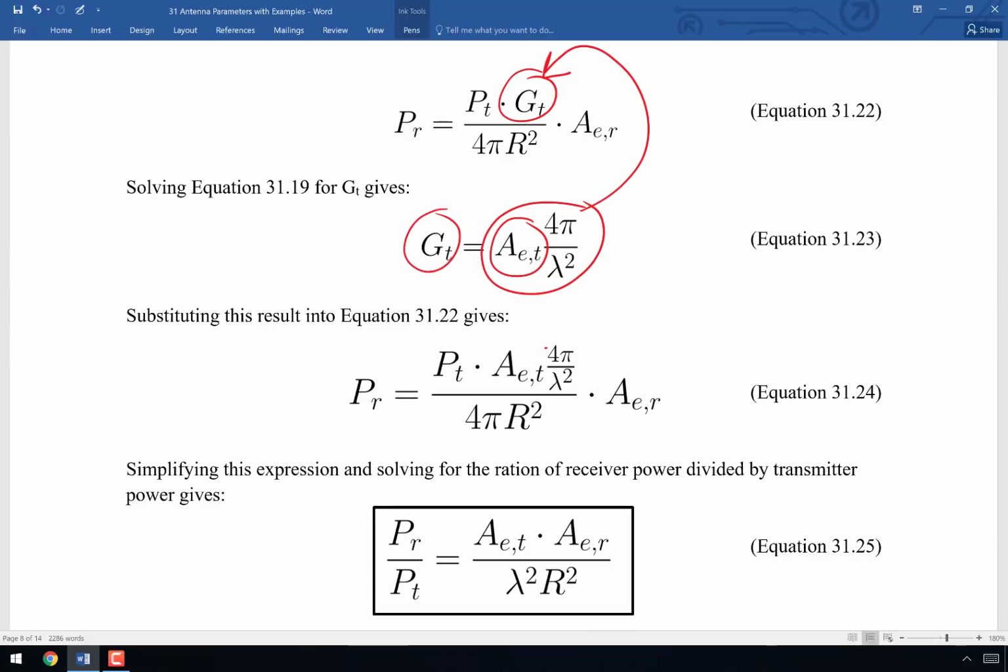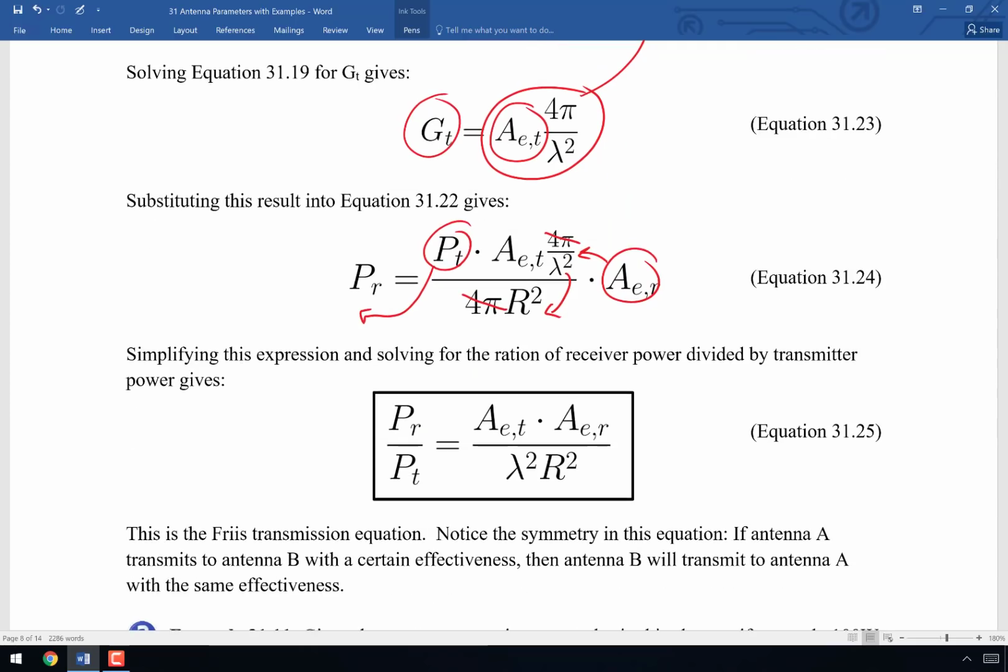We're going to cancel the 4 pi's. We're going to move the lambda down into the denominator. We're going to move the P sub t over to the left-hand side, and we're going to move the A sub r up into the numerator, and we end up with the Friis transmission equation. It simply says the effective area of the transmitter multiplied by the effective area of the receiver divided by lambda squared r squared. That's going to give you the relationship between the received power and the transmitted power, and that's the only thing that ultimately we really care about.